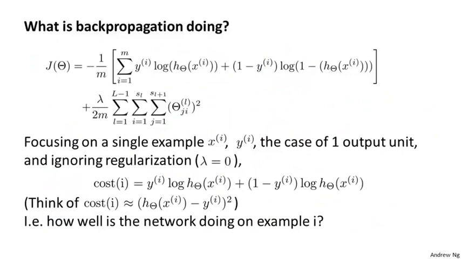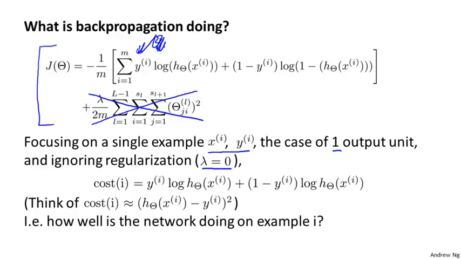To better understand what backpropagation is doing, let's look at the cost function. Here's the cost function that we had for when we have only one output unit. If we have more than one output unit, we used to have a summation over the output units indexed by k there. But if you have only one output unit, then this is the cost function. And we do forward propagation and backpropagation on one example at a time. So let's just focus on a single example, xi, yi, and focus on the case of having one output unit. So yi here is just a real number. And let's ignore regularization, so lambda equals 0, and this final term, that regularization term, goes away.